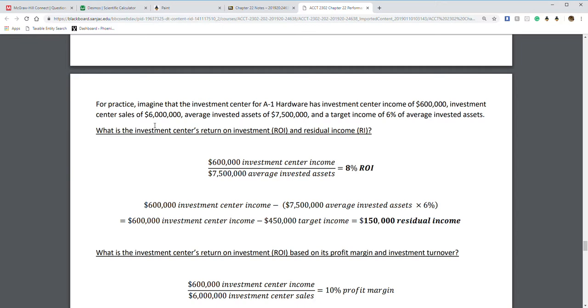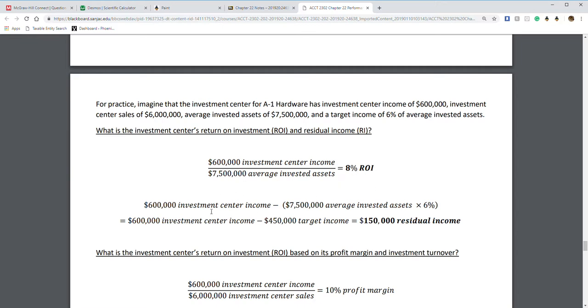Well, let's start off with ROI. And ROI, again, is our investment center income divided by average investment assets. And this problem states 600,000 divided by 7.5 million. And we get a good old 8%. Not good, not bad, it's somewhere there. Okay?